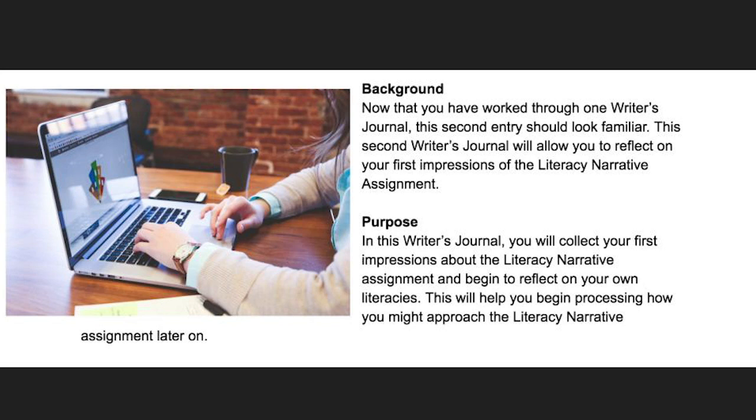When we include multiple modes of communication in a text, those elements communicate with the reader or viewer, but they also communicate with each other. This internal communication often leads to communication with the audience that would not be possible in just one mode, like text. Let's look at an example to make this a bit clearer. This is an image capture of an early draft of Writer's Journal number 2. The text in this selection from the Writer's Journal assignment is asking you to think about and reflect on your first impressions of the literacy narrative assignment.